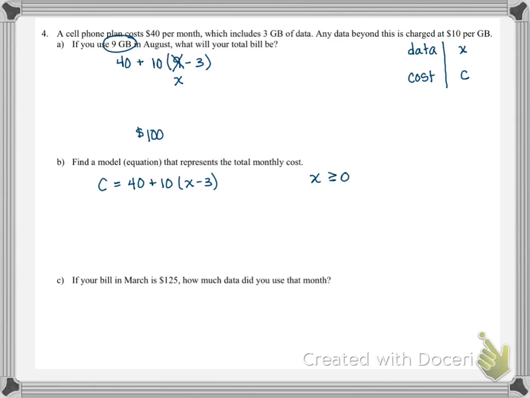Because 2 minus, wait, did I say 1? Sorry, you get 20. Because 1 minus 3 is negative 2 times 10 is negative 20 plus 40 is 20, right? Which isn't accurate because, unfortunately, they don't give you money back for data that you don't use. The reason we got 20 is that this equation basically says if you use less than 3, they're going to give you back $10 per gig, which isn't true.